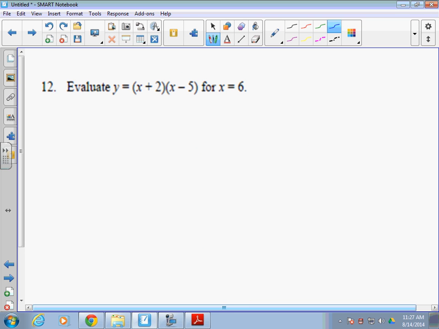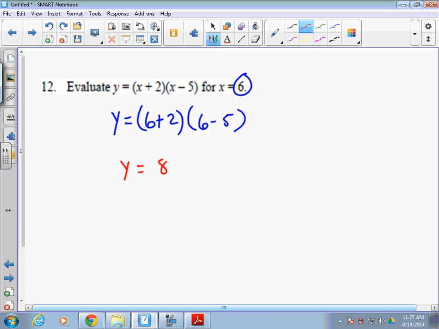Evaluate Y equals X plus 2 times X minus 5 when X's value equals 6. So Y equals X plus 2. We're saying X's value is 6. So 6 plus 2 times, again, X's value is 6 minus 5. So Y equals 6 plus 2 is 8 times 6 minus 5 is 1. Y's value equals 8. All we did was substitute and simplify.